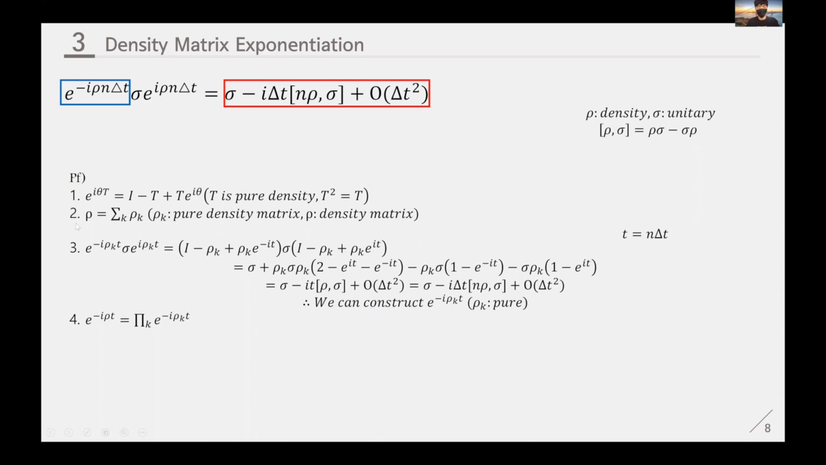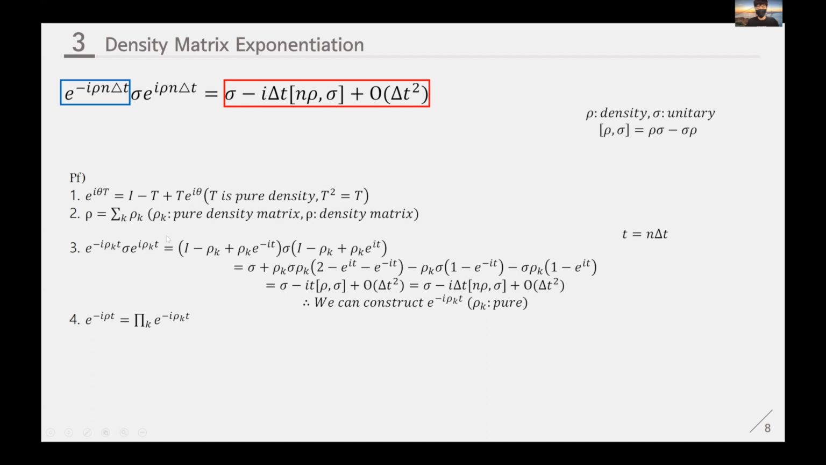And number two, as you guys know, a density matrix is a sum of pure density matrices. So if we can exponentiate the pure density matrix, then we just have to multiply all the components of a density matrix. Then if we just multiply, we get the exponentiation of a density matrix. The formula is number four. So we just have to get the exponentiation of a pure density matrix. That is number three. We can write the expression on the left like the expression on the right by using number one.